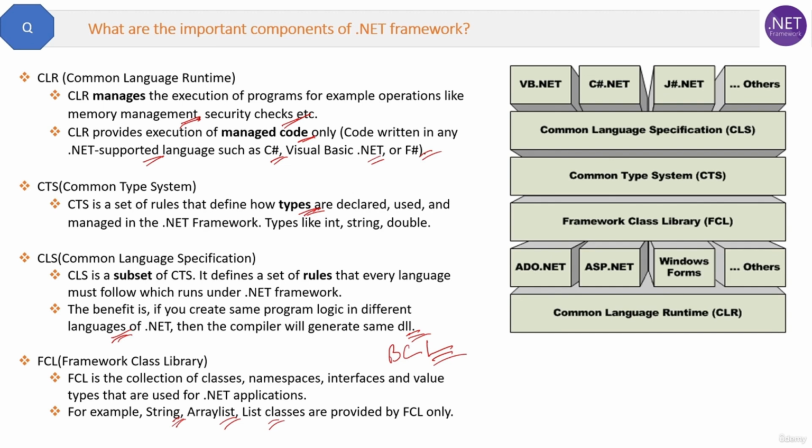Now in the diagram, you can also see the types of project we can create in .NET Framework, like ADO.NET, ASP.NET, Windows Form, etc. And at the top of the diagram, you can see the types of languages supported by the .NET Framework: VB.NET, C#, J#, and many more. In 80% of projects, we use C# only. But yes, there are other languages also. Alright, so that is the brief idea about all the components of the .NET Framework.